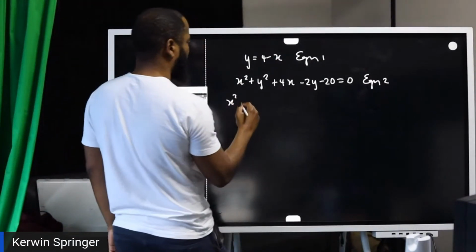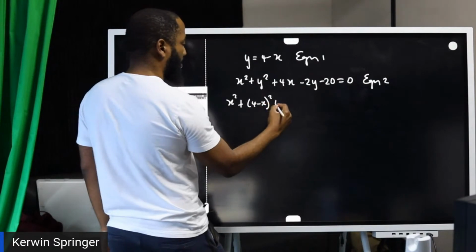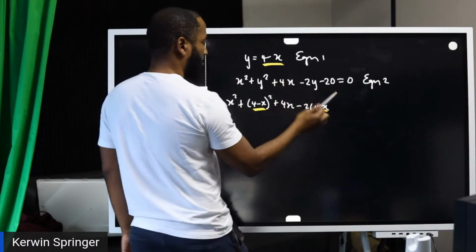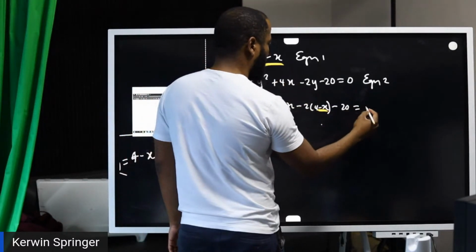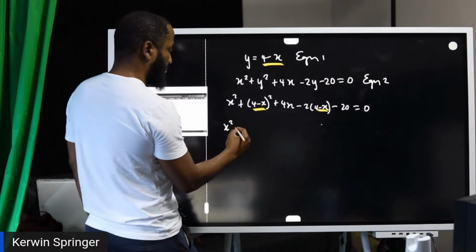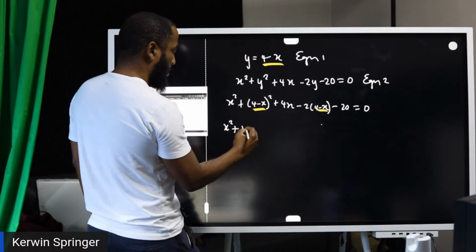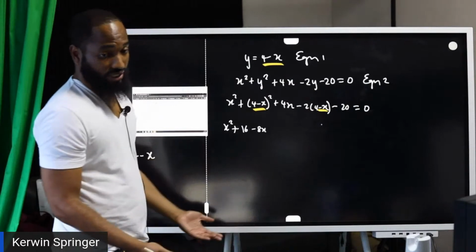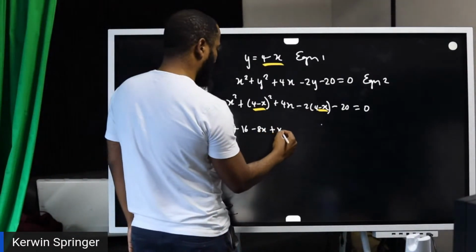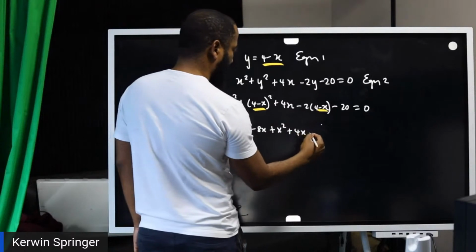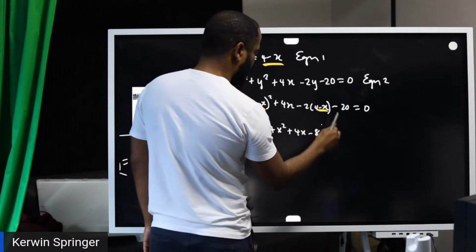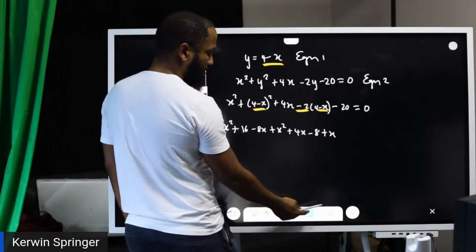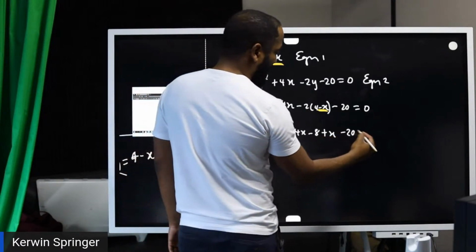Right? And it makes sense to just substitute for y. So you'll have x squared plus (4 minus x) squared plus 4x minus 2 times (4 minus x). Notice what's happening here, minus 20 is equal to 0. So you'll have x squared, you have 16, you have minus 8x. You're going to boil down to a quadratic here. Plus another x squared, plus 4x minus 8 plus 2x. Pay attention to these negatives and how they interact with each other, people, please. Minus 20.